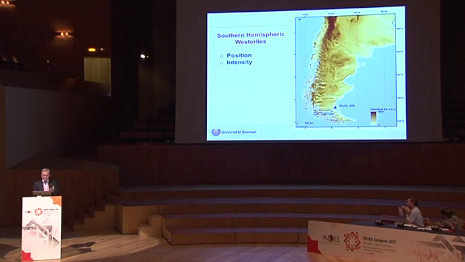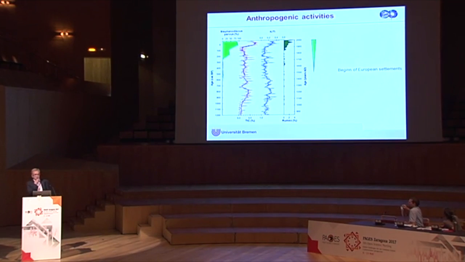So position and intensity changed. The position is clear here. Whether the intensity changed from the early Holocene to the late Holocene is only indicated by the intensity of the anoxic conditions at our site. So we assume that it's less intense, but how much less is difficult to say. So now the question might arise, how about the last couple of centuries? What's going on here?